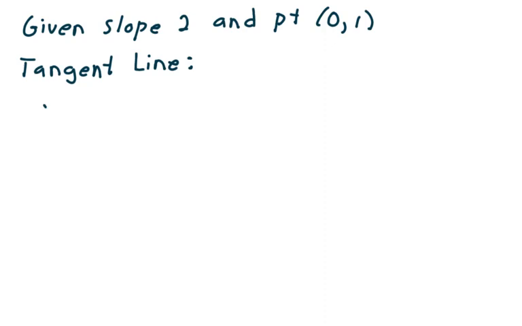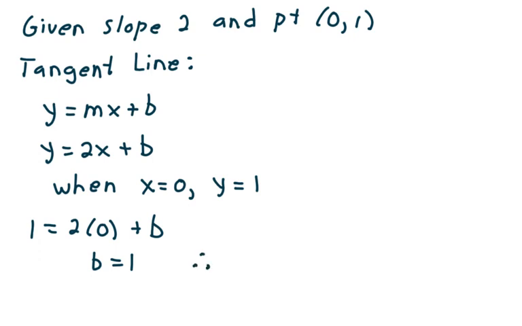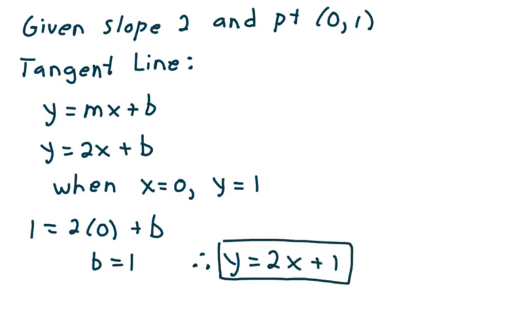So y equals mx plus b, okay? m is 2, so y equals 2x plus b. When x is 0, y is 1, so 1 equals 2 times 0 plus b. That tells me b is 1. And that tells me that y equals 2x plus 1 is the equation of the tangent line. And that's how you do problem 29.